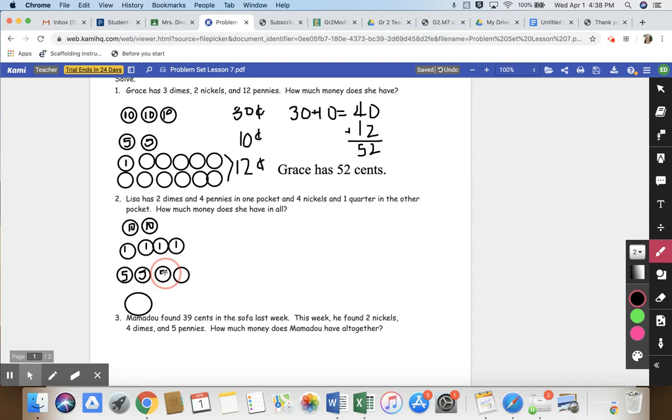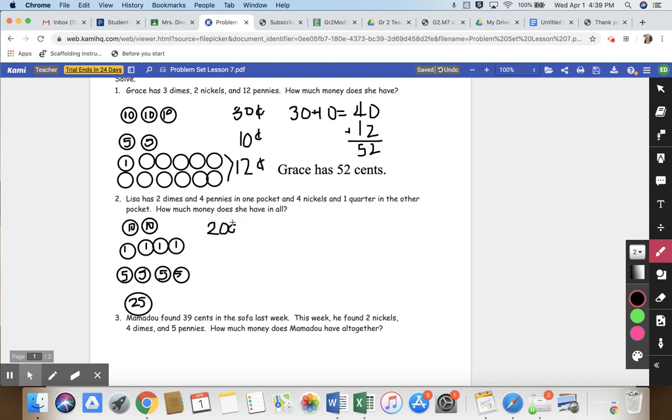And then finally our quarter is going to be worth 25 cents. So now that we have our values in there, we can go ahead and start doing the math. So for the dimes, we could just count by tens, 10, 20. So here we first have 20 cents.